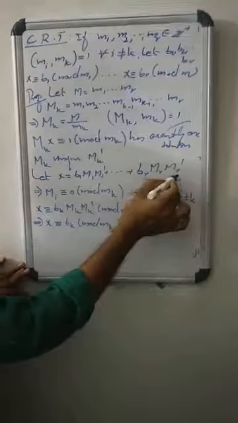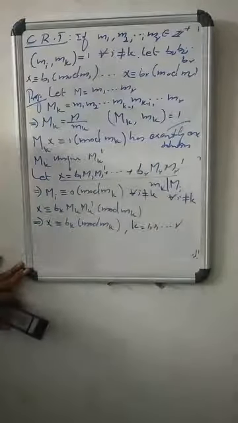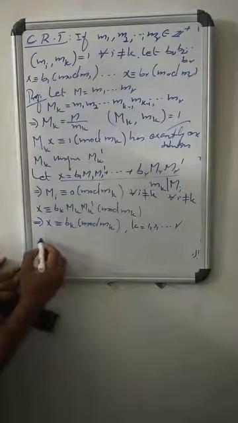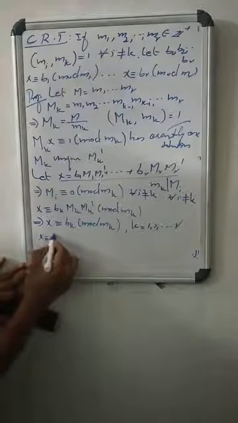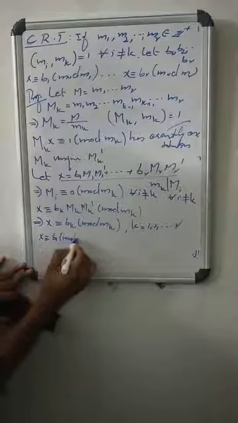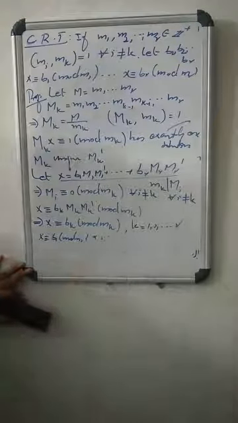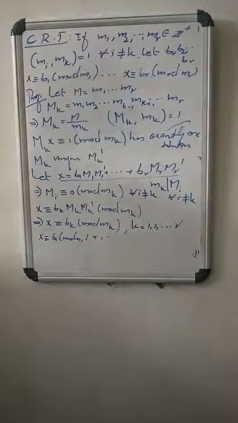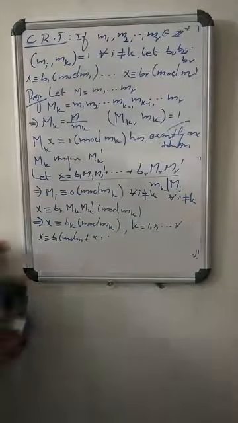Therefore x = b1 M1 M1 dash + b2 M2 M2 dash + etc. + br Mr Mr dash is the solution of the system x ≡ b1 mod m1, x ≡ b2 mod m2, etc., x ≡ br mod mr. So this is the first part of the Chinese remainder theorem. Now it is left to prove that the solution is unique. How to prove the solution is unique?